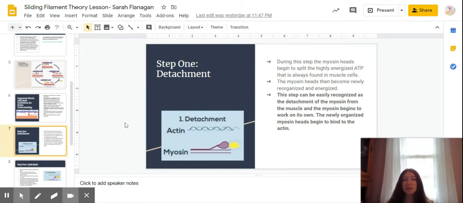So step 1 is detachment, shown here in this little visual. During this step, the myosin heads begin to split the highly energized ATP that is always found in muscle cells. The myosin heads then become newly reorganized and energized. This step can easily be recognized as the detachment of the myosin from the muscle, and the myosin begins to work on its own. The newly organized myosin heads begin to bind to the actin.